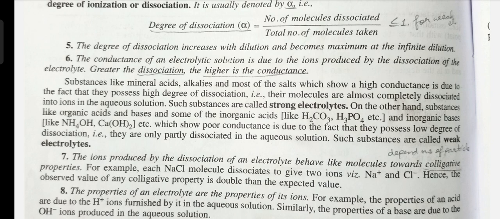Number 8: the properties of an electrolyte are the properties of its ions. For example, the properties of an acid are due to the H+ ions furnished by it in the aqueous solution. Similarly, the properties of a base are due to the OH- ions produced in the aqueous solution.